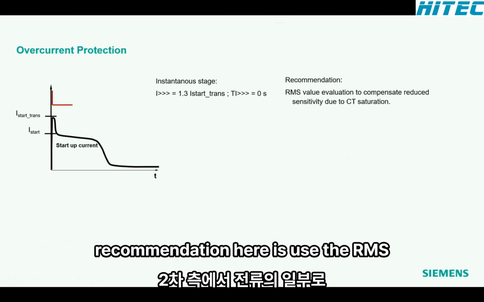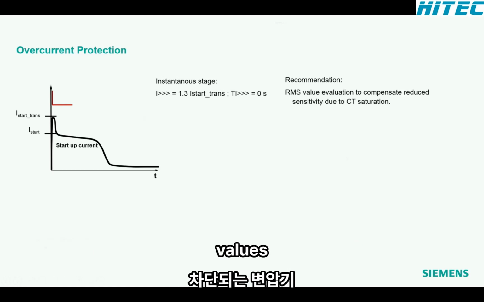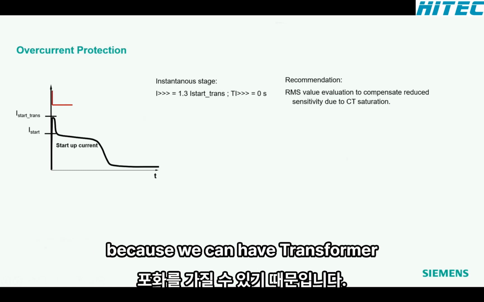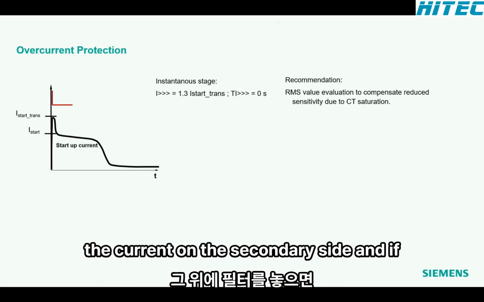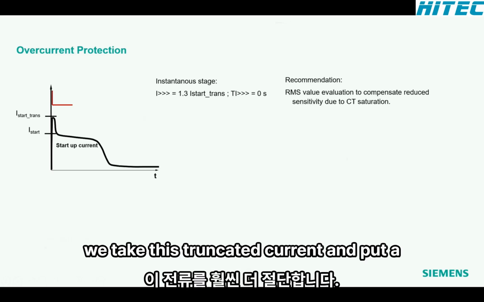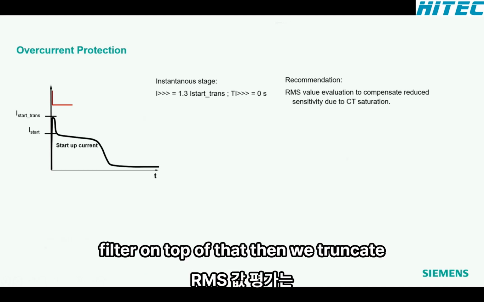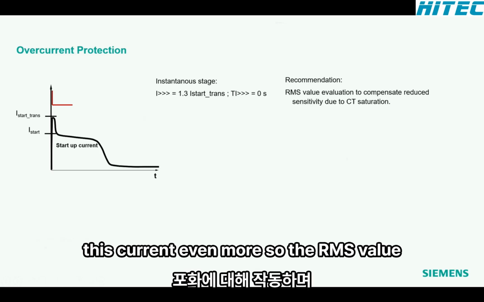Recommendation here is to use the RMS values, because we can have current transformer saturation that cuts off a part of the current on the secondary side. And if we take this truncated current and put a filter on top of that, then we truncate this current even more.